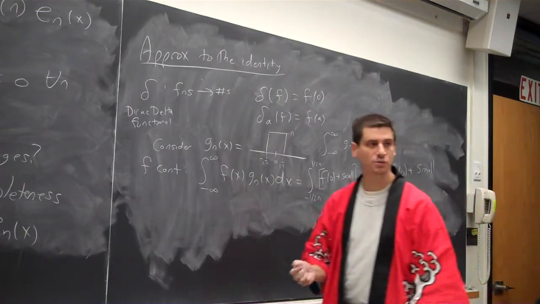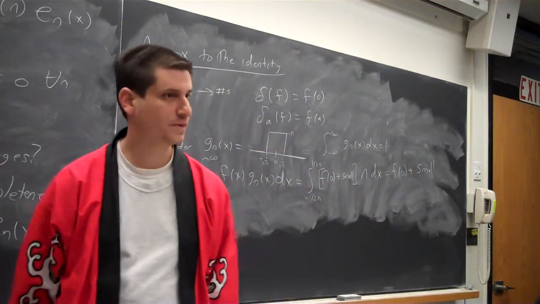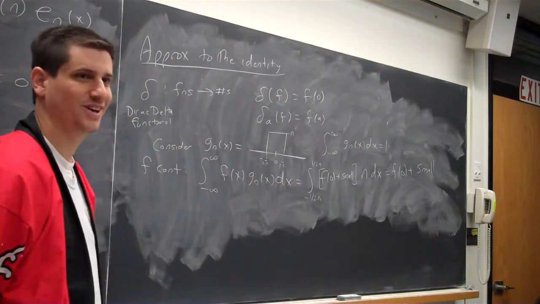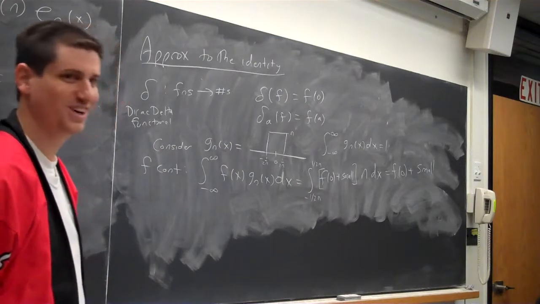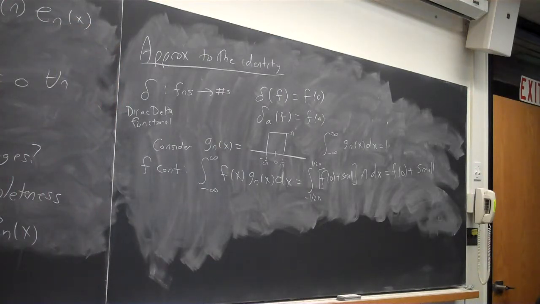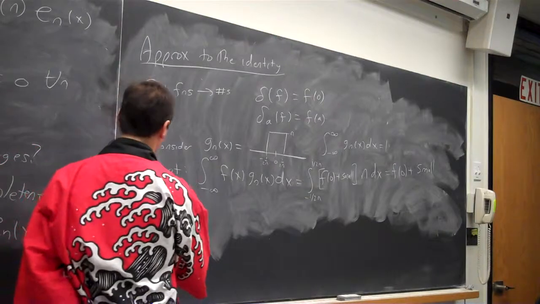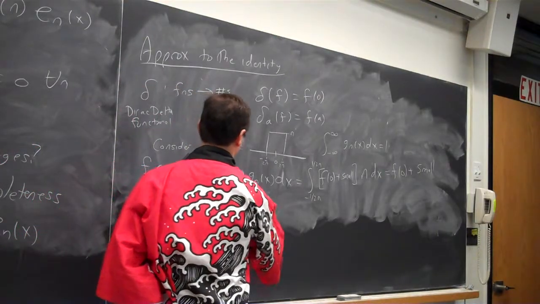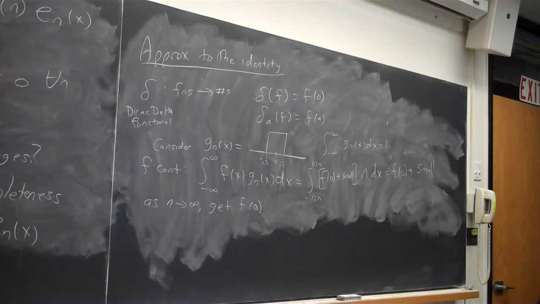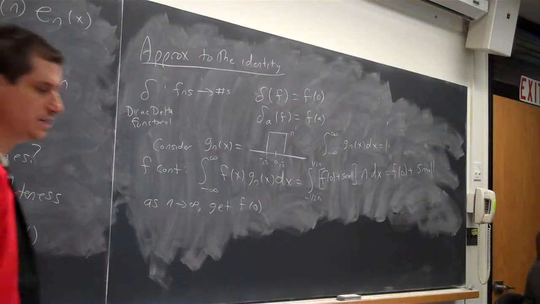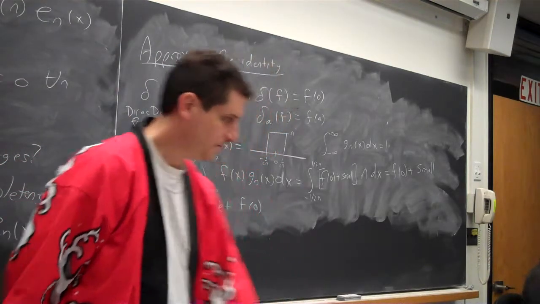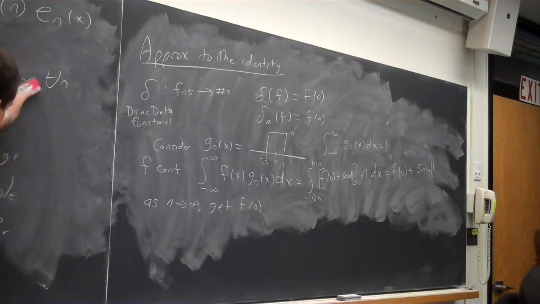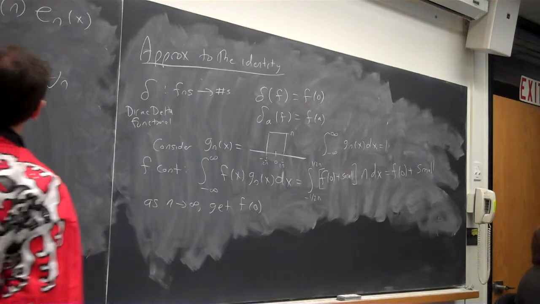So as n goes to infinity, what does this go to? f of 0. The small will go to 0, and so the whole expression will go to f of 0. So as n goes to infinity, we get f of 0. So this is the prototypical example of an approximation to the identity. It has a lot of nice properties, and so I'm going to codify the nice properties it has, and then I'll let you finish reading this in the book for the rest of the details.